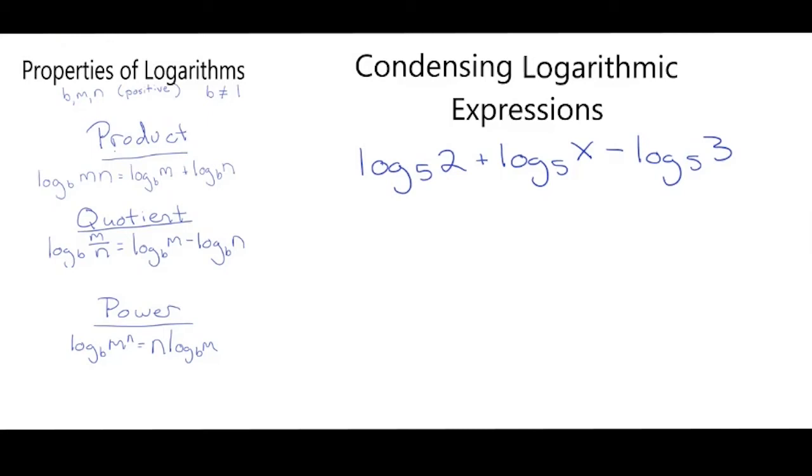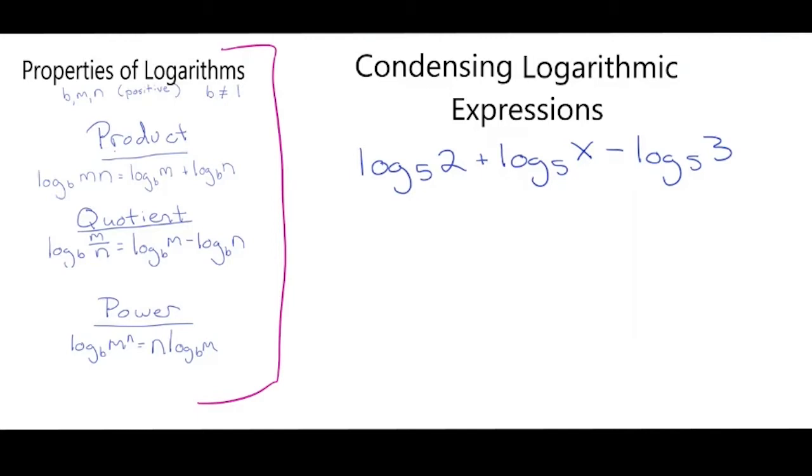Hello again. Today we are going to be condensing logarithmic expressions. Over here, we have our properties of logarithms to help us remember the product property, the quotient property, and the power property, which are all going to help us to condense these logarithmic expressions. So first off, I want to make sure that we all see that each of these terms has the same base, okay? They all have a base of 5. So that means that we can condense these, okay?